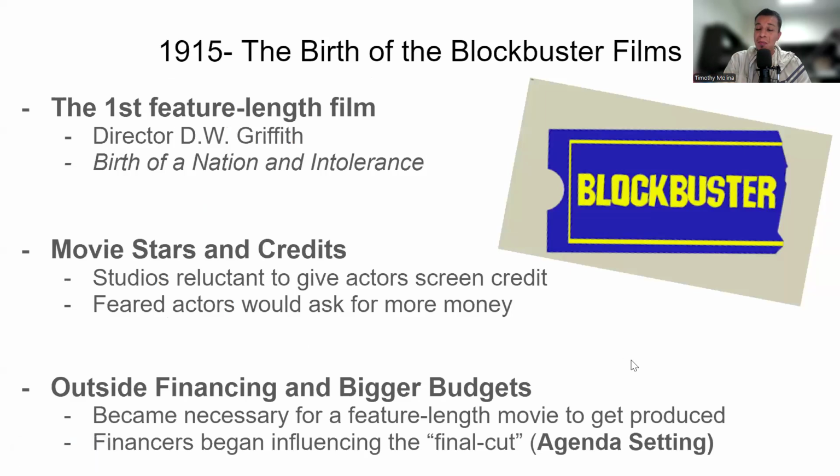All right. And so moving further into the beginning part of the 1900s, you have the birth of the blockbuster film. And this is the first feature-length film that is produced and known as The Birth of a Nation. And it was directed by D.W. Griffith. And this particular film was pretty problematic.